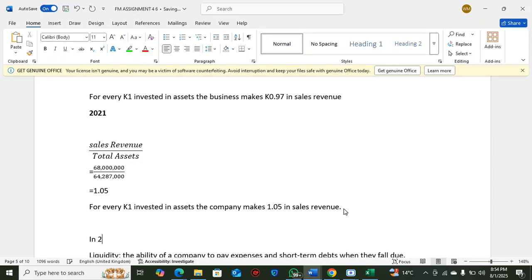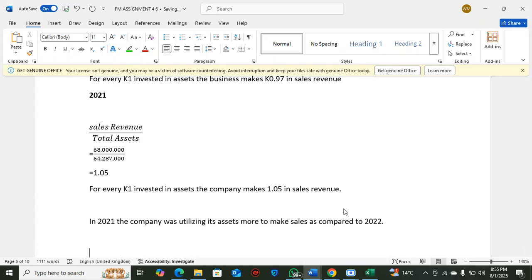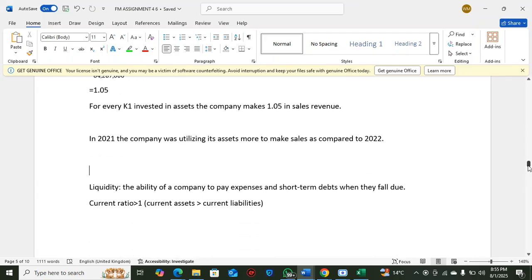In 2021, the company was utilizing its assets to make sales, utilizing its assets more to make sales as compared to 2022. Yes. So there we are done on the profitability ratios. Any questions before we move to liquidity ratios?